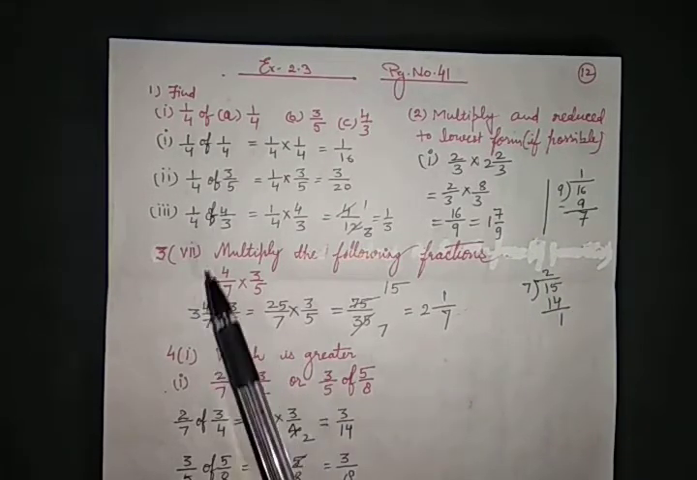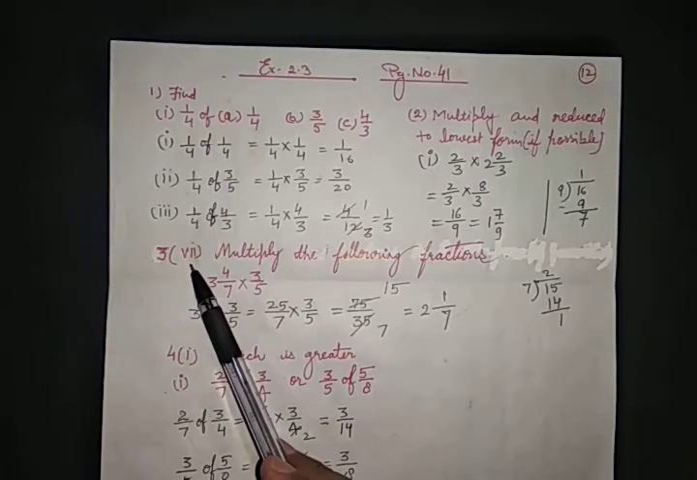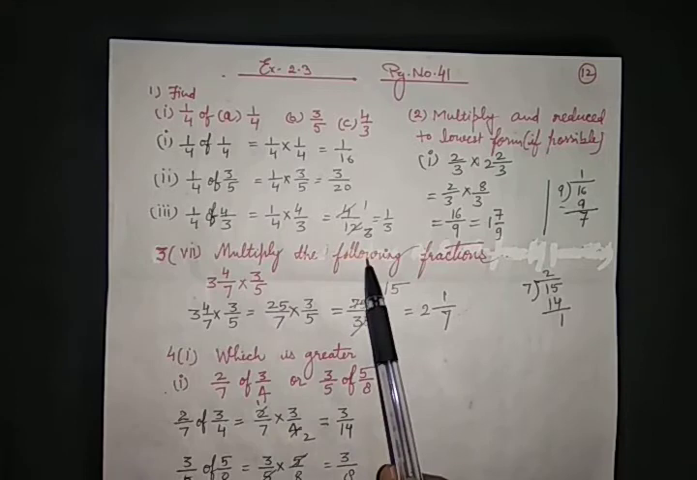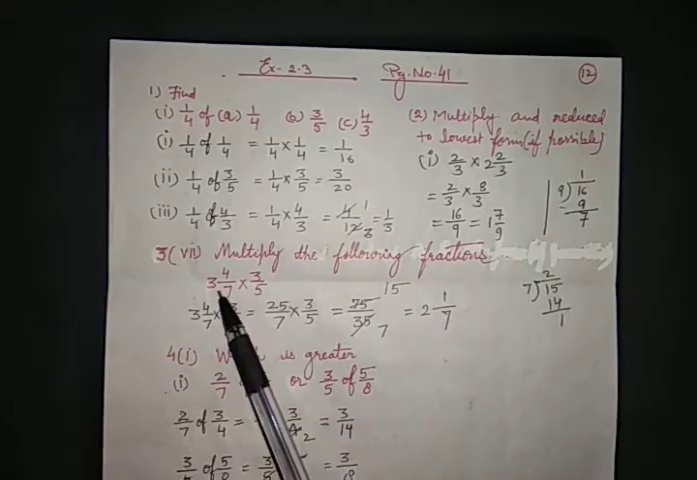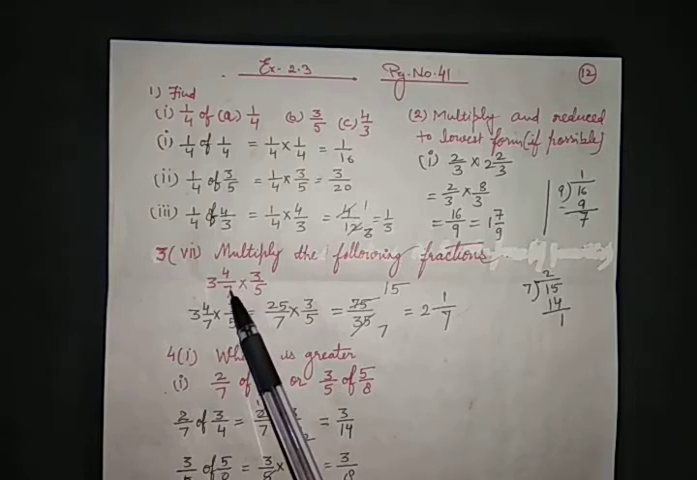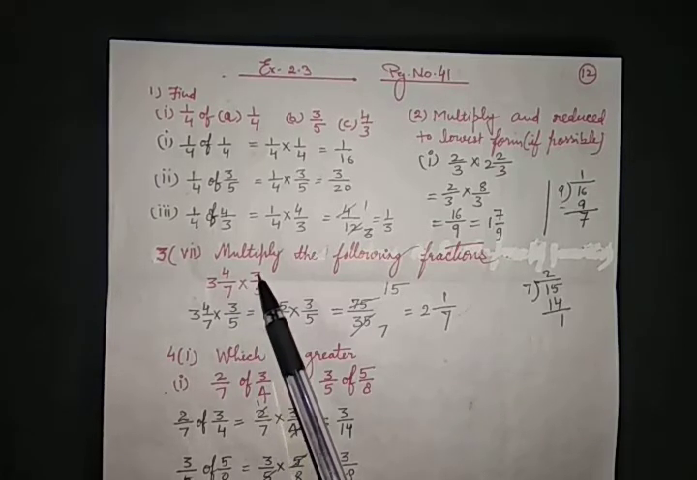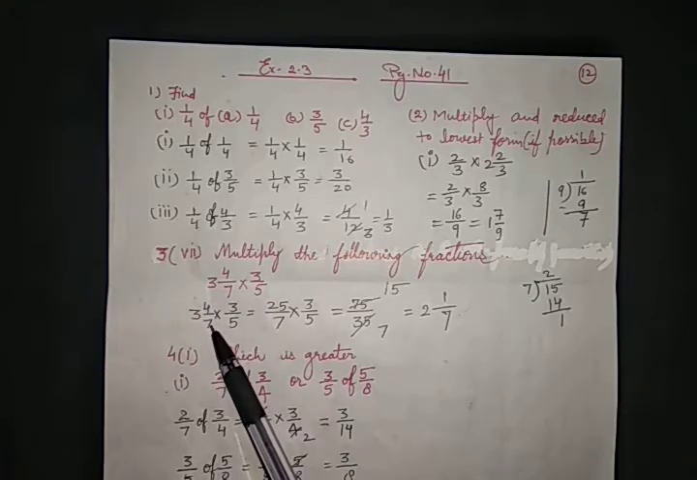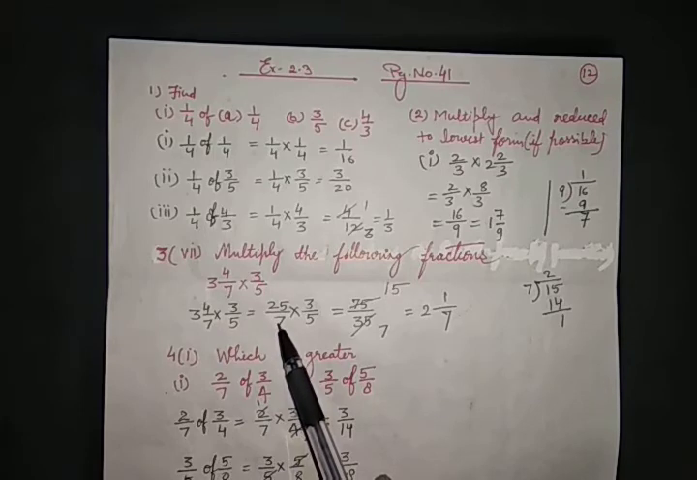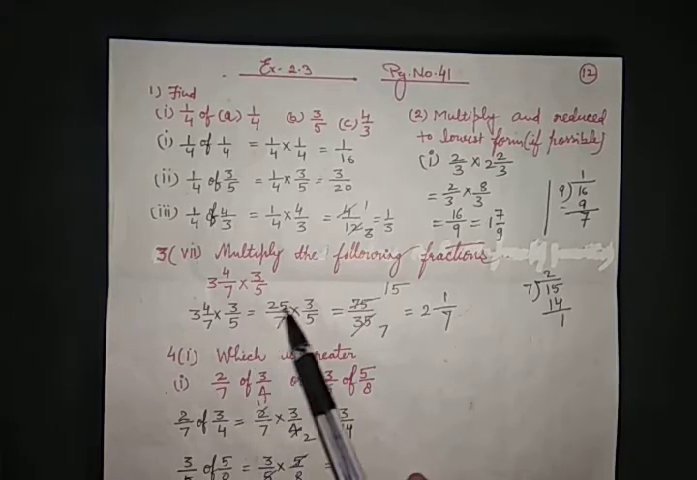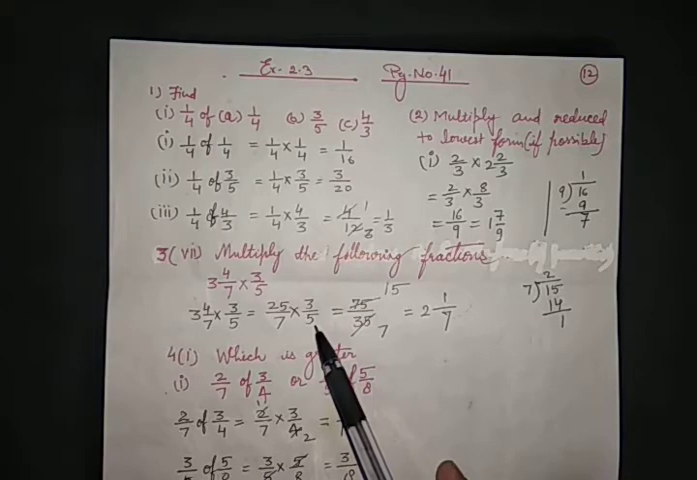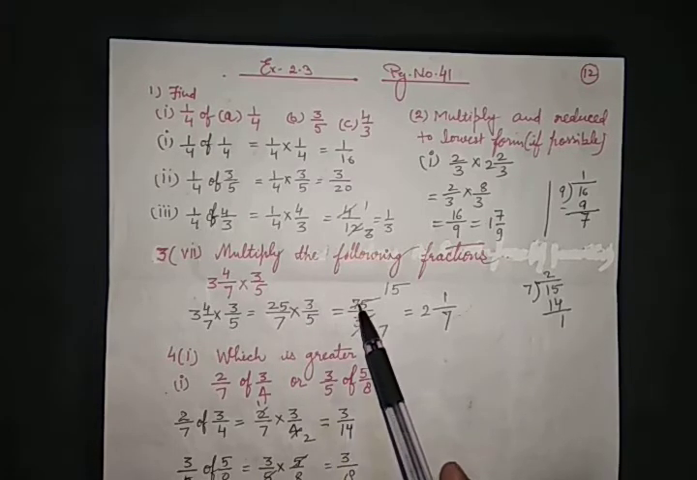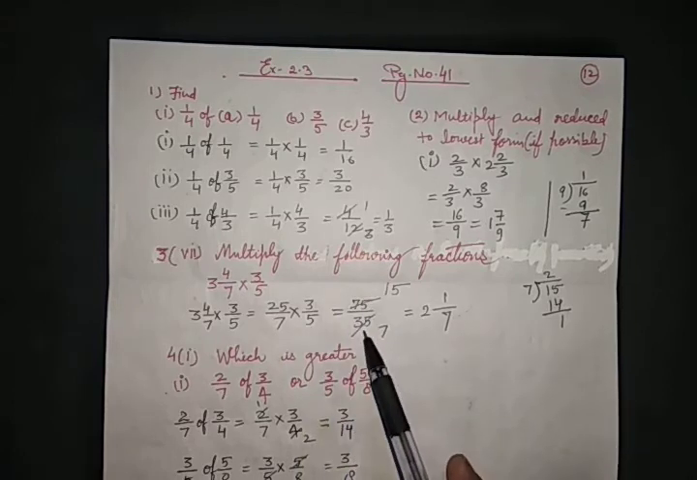Now you see question number 3, seventh part. Multiply the following fractions. Into 3 upon 5. 3 whole 4 upon 7 is a mixed fraction. In the next step we will write it as an improper fraction. The fraction will be 25 upon 7. Multiply by 3 upon 5. Now 25 3s are 75, 7 5s are 35.